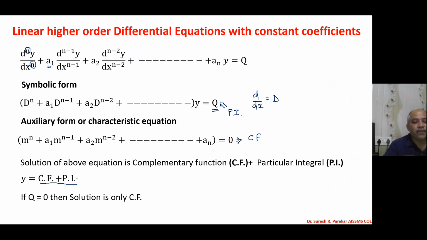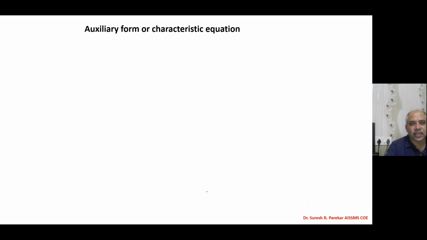And then if my value of Q is 0, then this symbolic form I can write as the auxiliary form by just replacing D. And if Q is 0, then my particular integral is 0. So if Q is 0, then the solution is only CF, because if Q is 0, then my particular integral will be 0. And the equation will be y equal to CF. Now we will go with the complementary function.